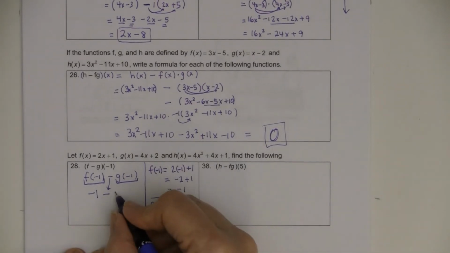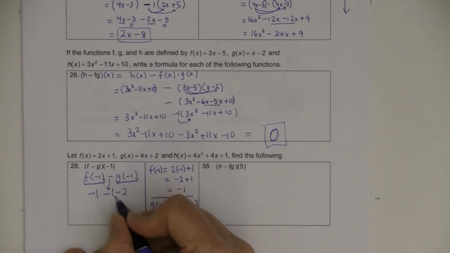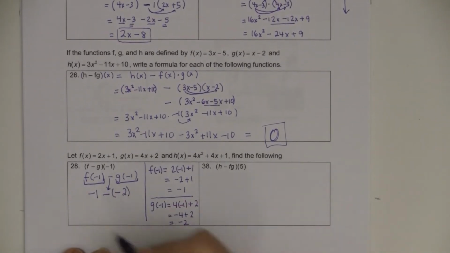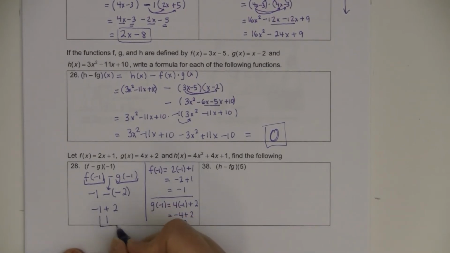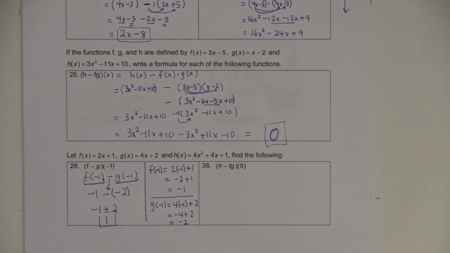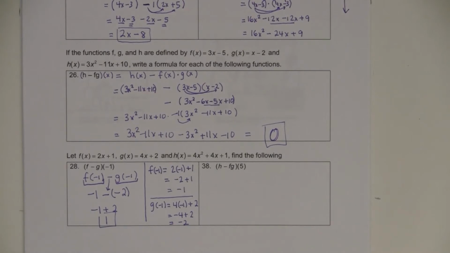And so this is negative 1 subtract negative 2. You can put parentheses there if it makes you happy. Negative 1 plus 2, so this is 1. And we did a lovely job on that. You can do these in your head, or you can write it out. I like to write it out, particularly for people who are just learning how to go.